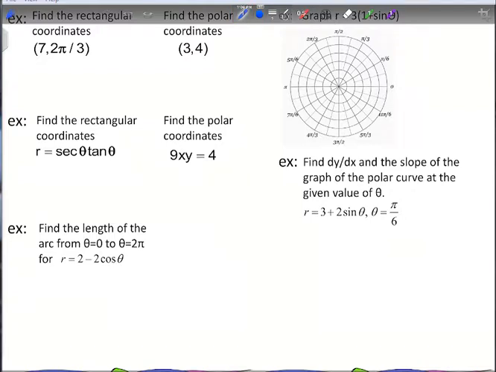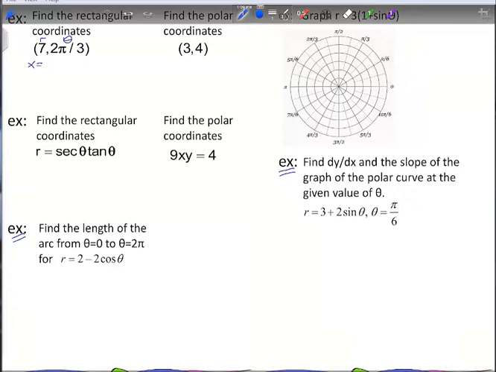So the problems along the top are problems from the old stuff. And then our new things are here, where we're going to do dy dx, and here for arc length. So let's start with the older stuff first. They want us to find the rectangular coordinates for 7 and 2 pi over 3. So this is my r, and that's my theta. Okay, so looking at that, we're going to use our x equal equation and our y equal equation. That would simply be the easiest.